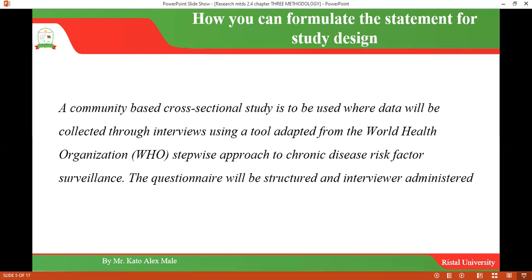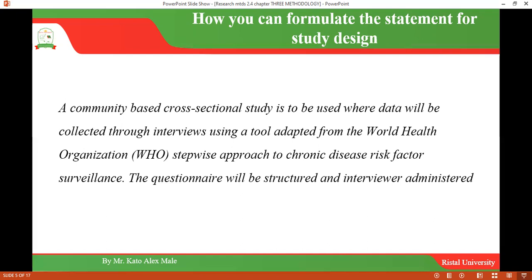So how can you formulate the statement for a study design? I gave a sample here of how I can write under 3.1. I can say a community-based cross-sectional study. Here I have given the study design, with the category being community-based and the design being cross-sectional. I can say a community-based cross-sectional study is to be used where data will be collected through interviews using a tool adapted from the World Health Organization stepwise approach to chronic disease risk factor surveillance. The questionnaire will be structured and interviewer administered.